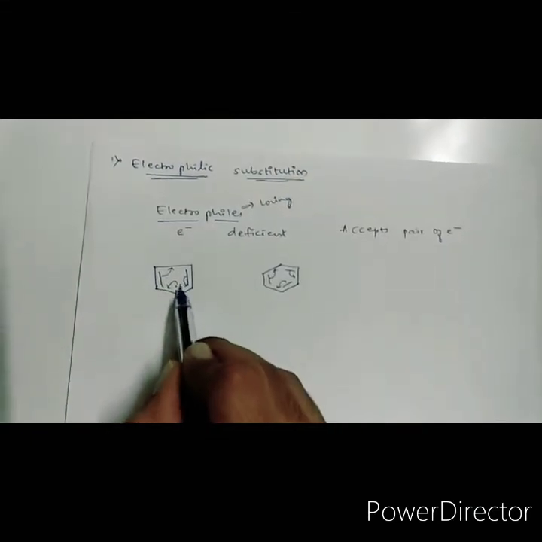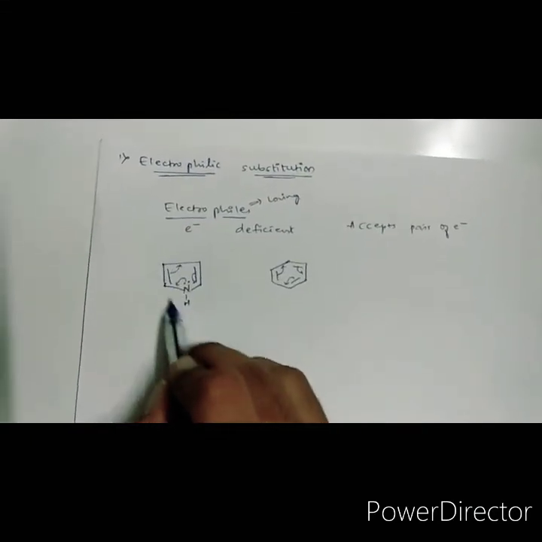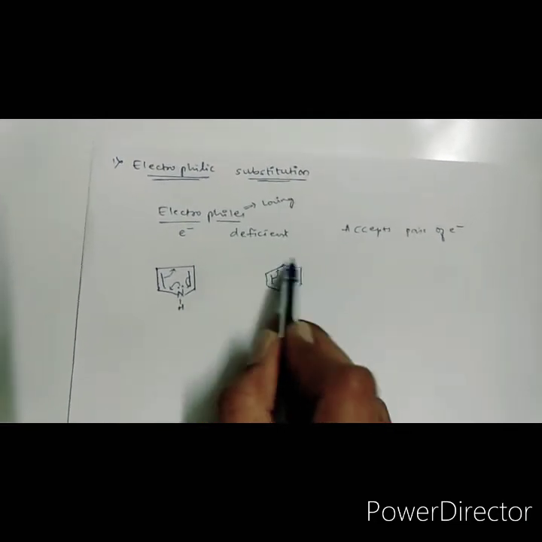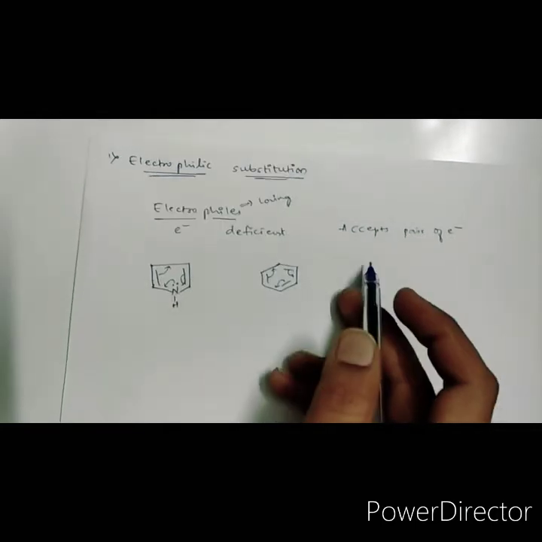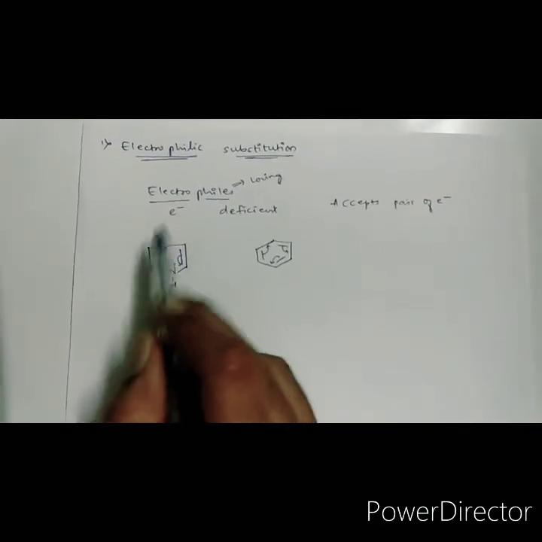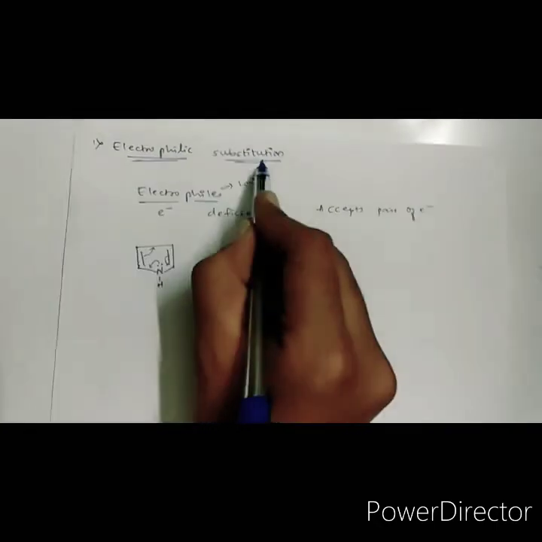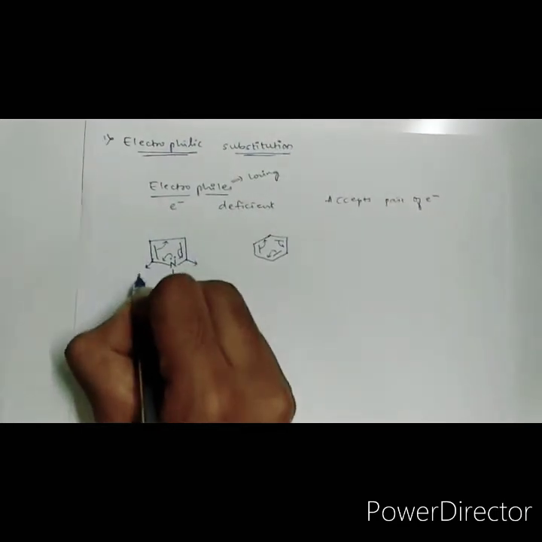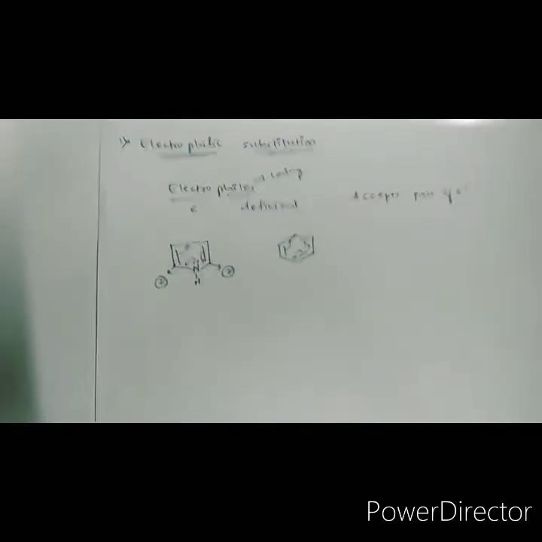So because of this lone pair of electrons of nitrogen, the reactivity of pyrrole is much greater as compared to benzene, because there is no heteroatom in benzene that can donate its lone pair and increase the reactivity. But in case of pyrrole, the nitrogen atom is present as a heteroatom that can donate its lone pair of electrons and increase the reactivity of the pyrrole. Majorly, this electrophilic substitution in pyrrole occurs at the second position, either this or this. Second position of the pyrrole ring system.